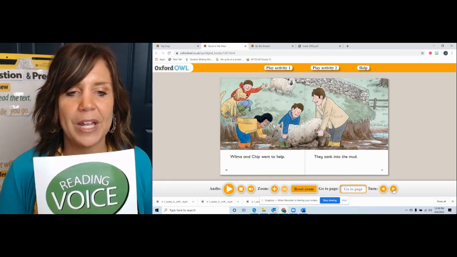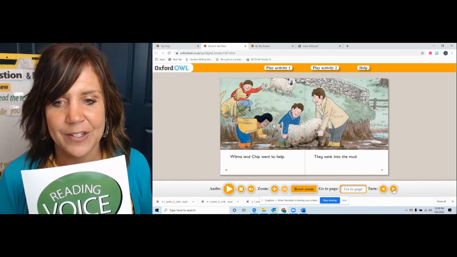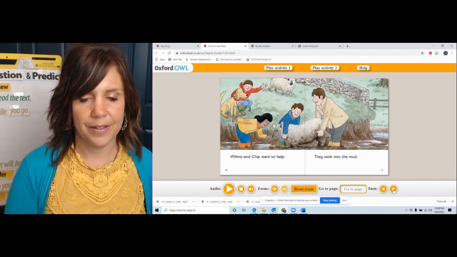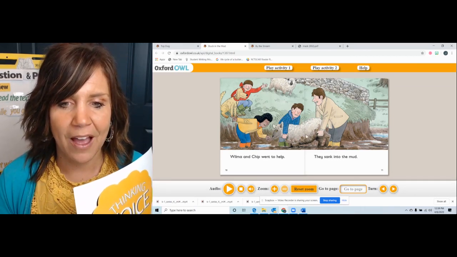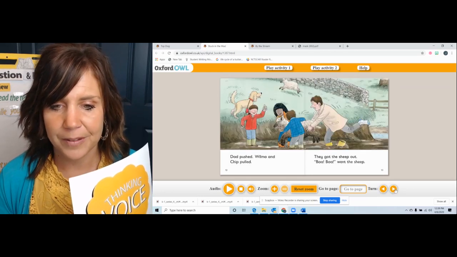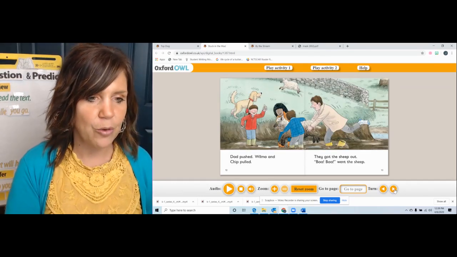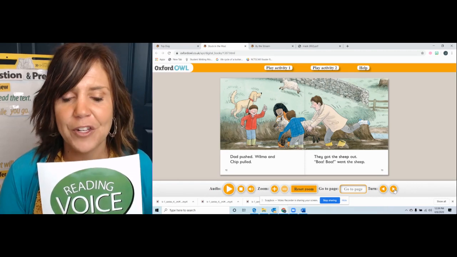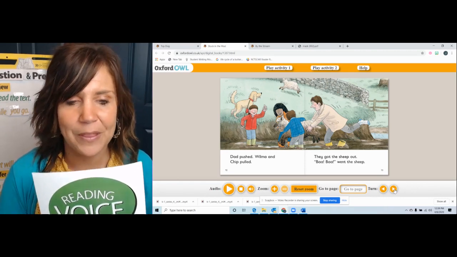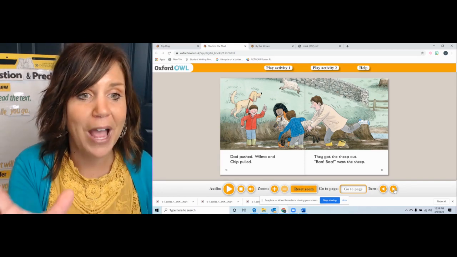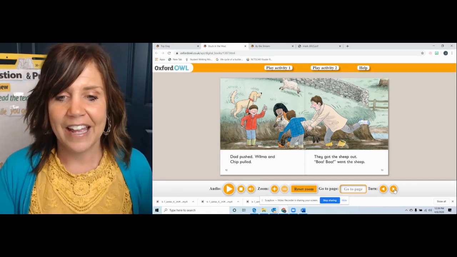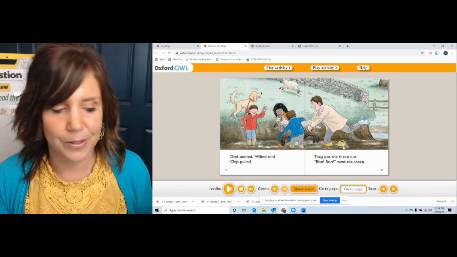Wilma and Chip went to help. They sank into the mud. And we talked about that, how they were helping Dad get the sheep out. They were getting him out. Dad pushed. Wilma and Chip pulled. They got the sheep out. Bah, bah, went the sheep. That's the page we noticed. They got him out, and they were so happy and excited. And then remember, we noticed Dad's boot.